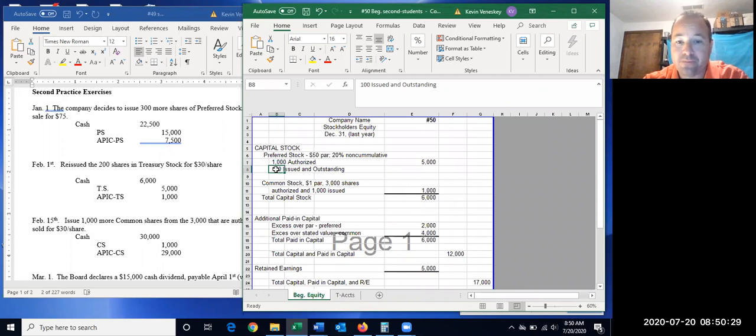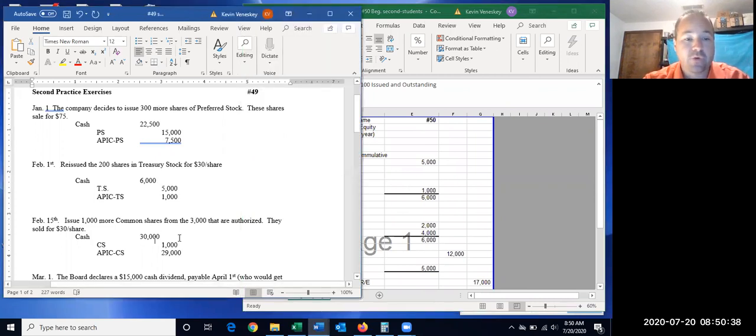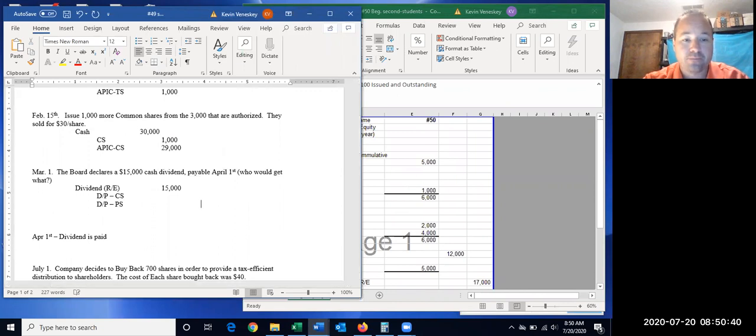So I had 100 issued and outstanding. Now I've issued another 300. So now I'm at 400 issued and outstanding. So out of the 400, I have 400 shares, and each of them get $10 a share.